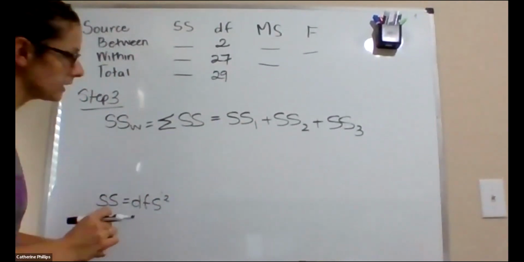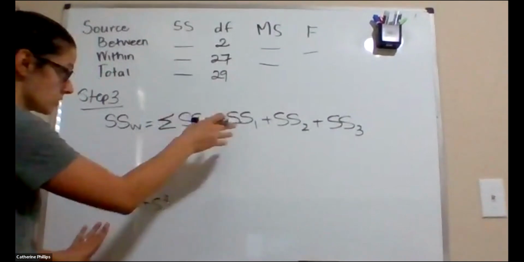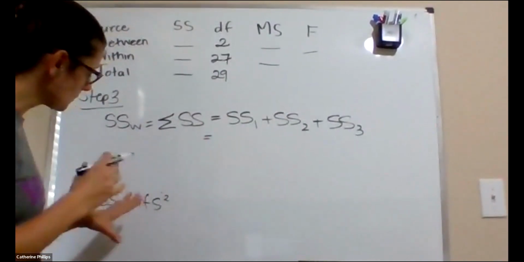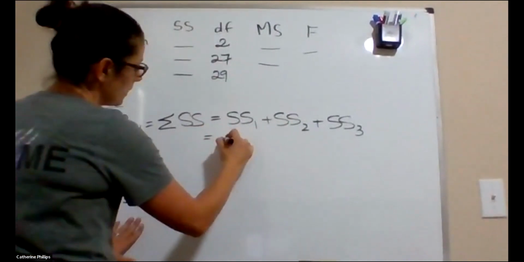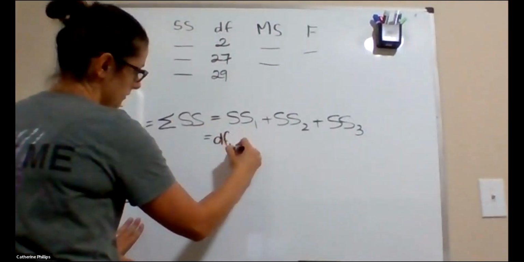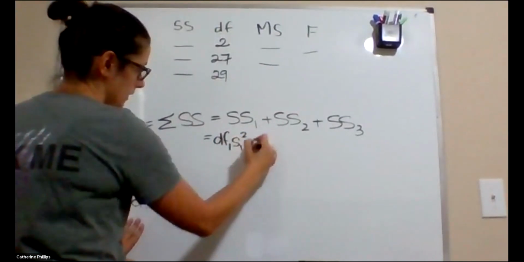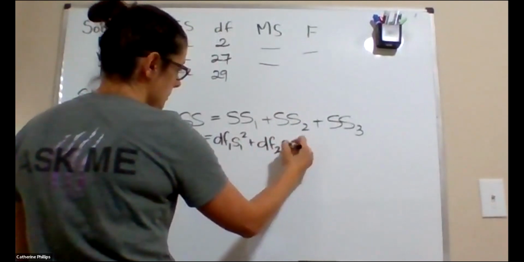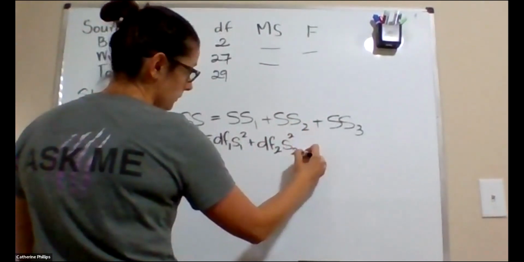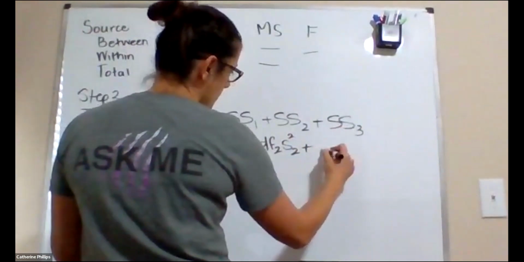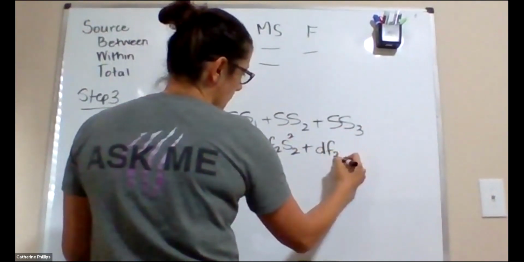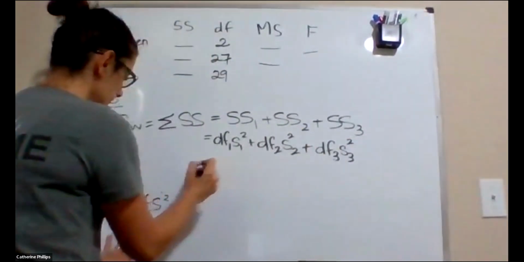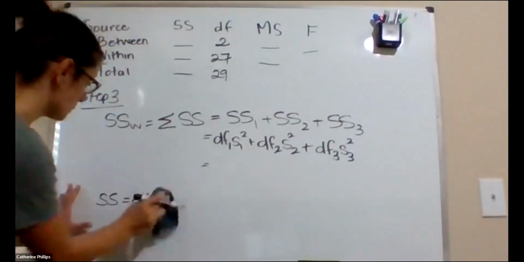We're going to need to calculate sum of squares 1, sum of squares 2, and sum of squares 3. So sum of squares 1 is degrees of freedom 1 times the variance of group 1. Sum of squares 2, degrees of freedom of group 2 times the variance of group 2. And sum of squares 3, degrees of freedom of group 3 times the variance of group 3. So we're going to go through and get those numbers.